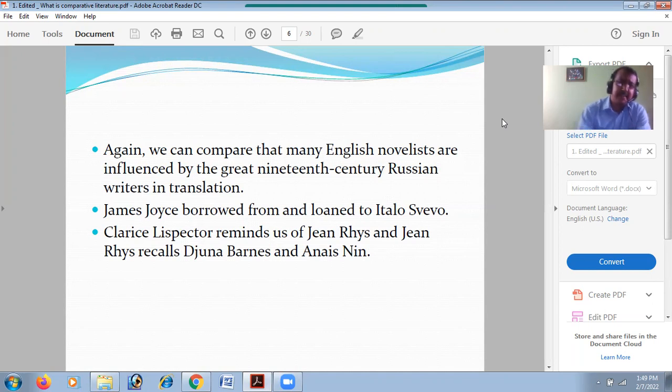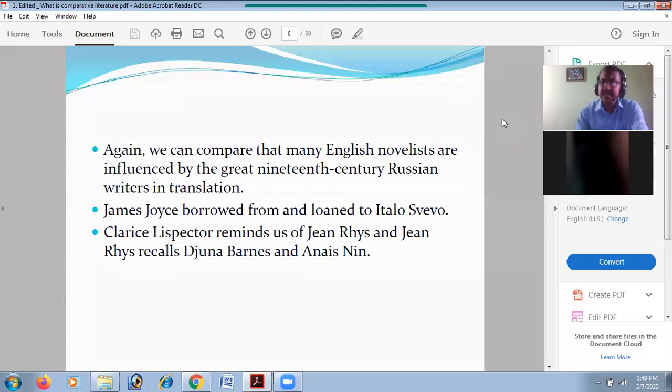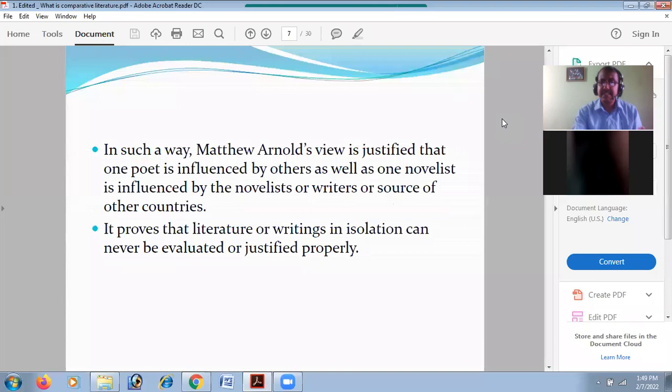And again, Clarice Lispector reminds us of Jane Bowles. Alternatively, Jane Bowles recalls Djuna Barnes and Anais Nin. So this is the list that we can compare. It means that, of course, there is a connection, and when we understand the connection in literature, that would be helpful for us to understand the literature well. And that is the thing comparative literature does.